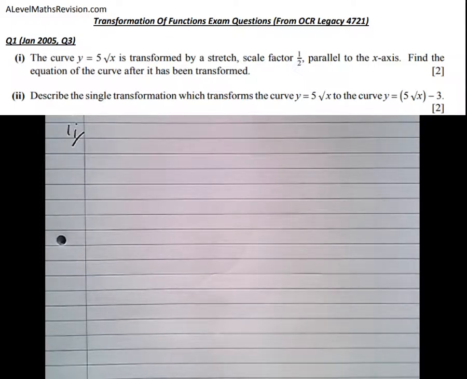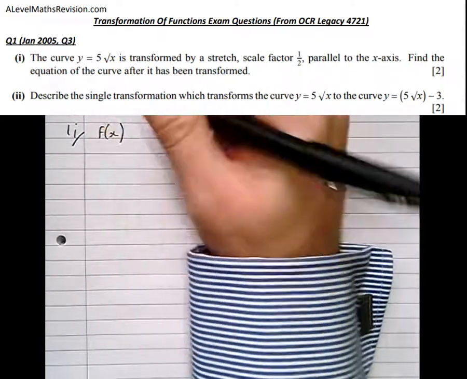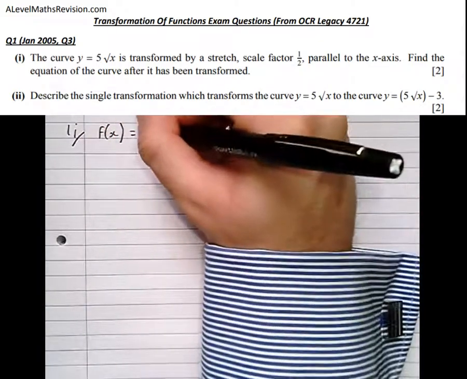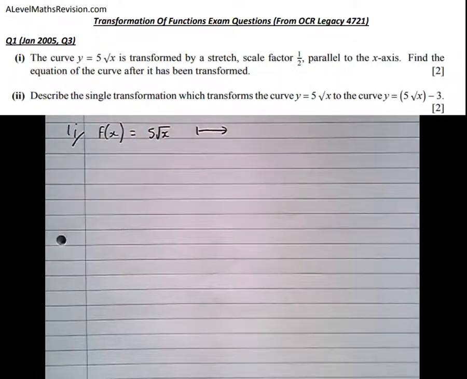So moving on, this question says the curve y equals 5 root x is transformed by a stretch, scale factor half, parallel to the x-axis. Find the equation of the curve after it's been transformed. I always find it helps to write this in function notation first of all. So f of x equals 5 root x, and we're trying to transform that function to get a new one.